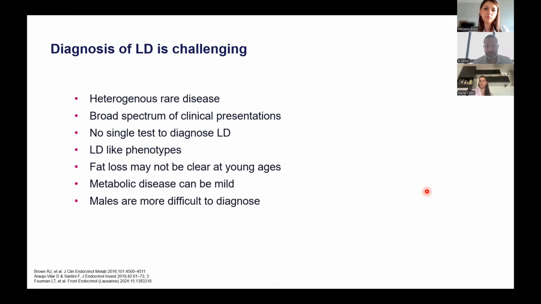And in young patients, sometimes they come to physicians, but their metabolic disease can be mild when they are younger, or fat loss may not be clear. And in males, muscularity could be treated as a normal thing because the physician may just simply think, oh, this male with muscular appearance, that's kind of normal. But we have to always keep in mind why this muscular man is having these metabolic abnormalities, right? This is the question that we have to ask ourselves.